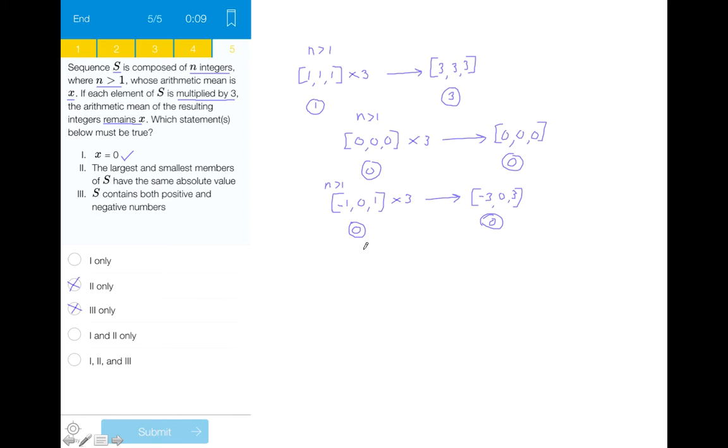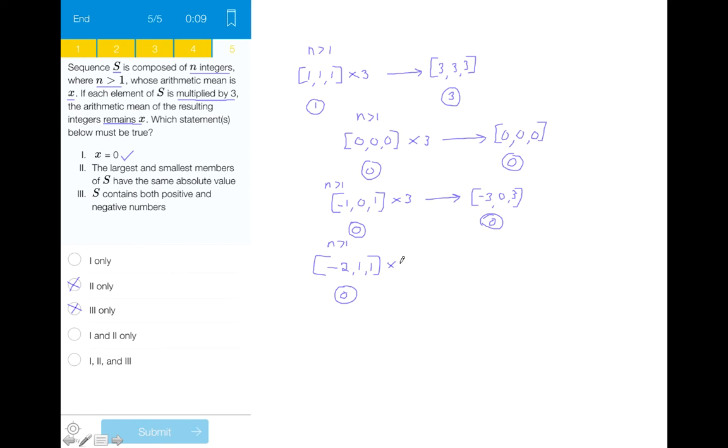And we can if we have minus 2, 1, and 1. This has a mean of 0, but the absolute value of its smallest number, which is minus 2, is 2. And if we compare that to its largest number, which is 1, we see that they don't have the same absolute value. And just to confirm, we'll note that this sequence has n greater than 1.